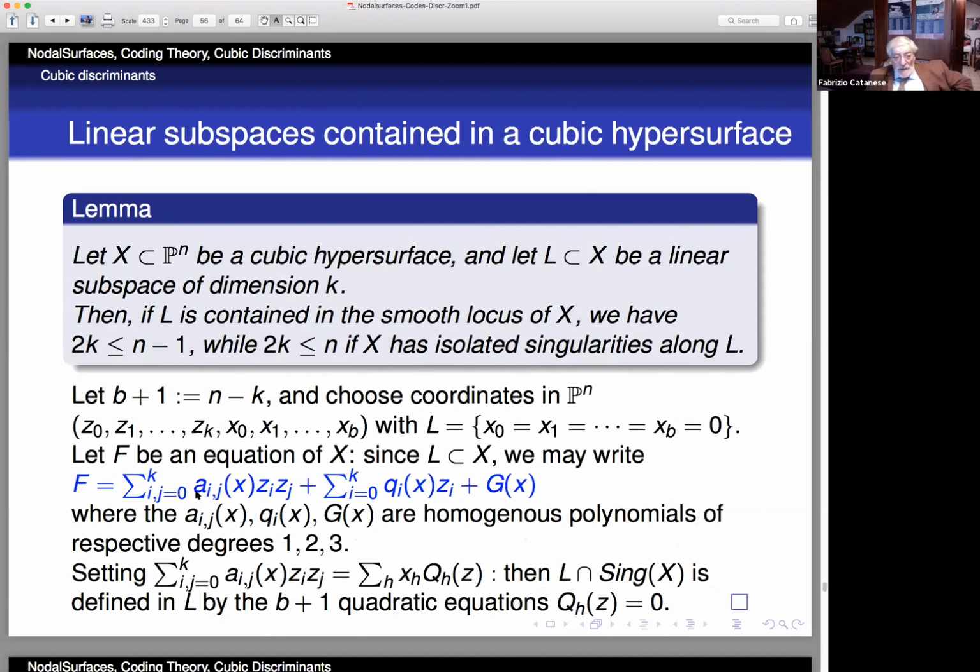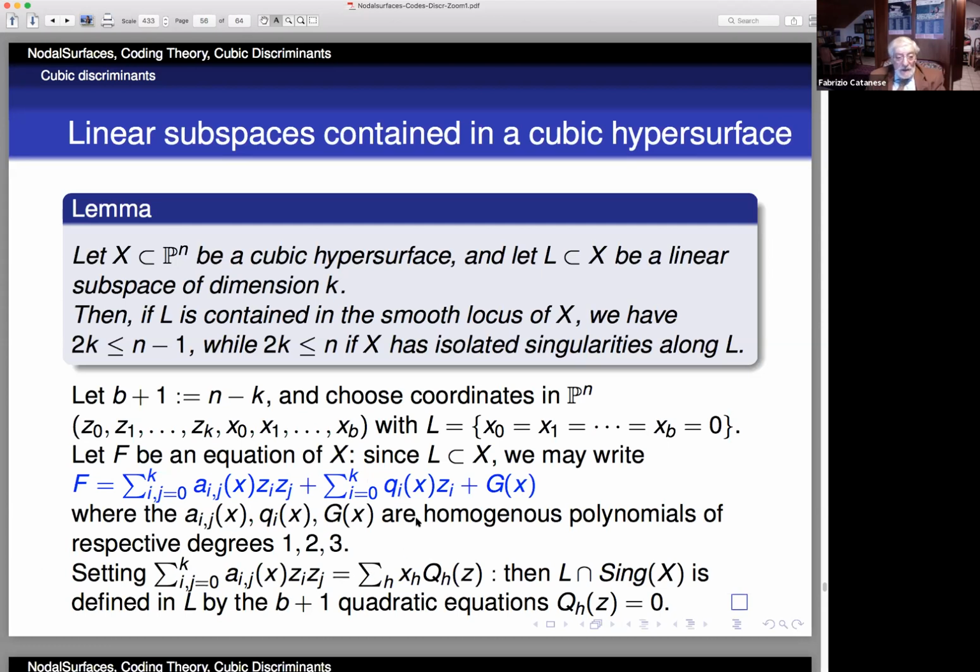So I will skip this proof. What is important is that we can take coordinates, these coordinates z and x, and L is the subspace where the x coordinates equal 0. And then, since L is contained in the cubic, we can write the equation according to the Taylor development in the x. So I have some a_ij of x times z_i z_j, plus quadratic forms in x times z_i, plus a cubic.